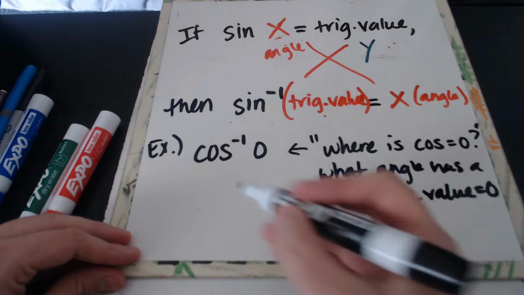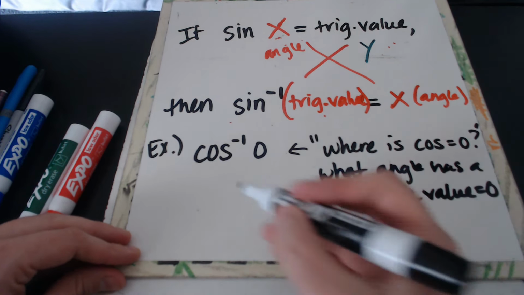So even though cosine of 0 or cosine of 3 pi over 2 is 0, 3 pi over 2 is not in the top half of the unit circle, so it is not included. And that means that pi over 2 is the only answer to that problem.